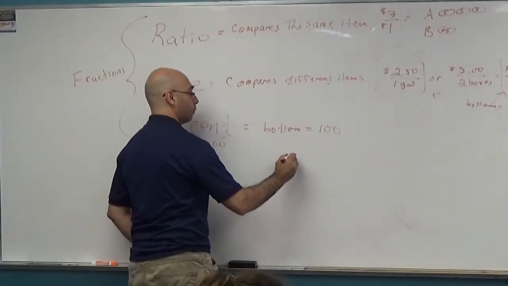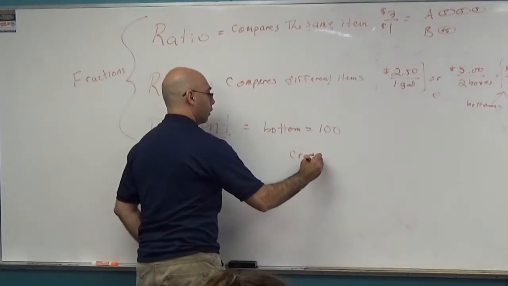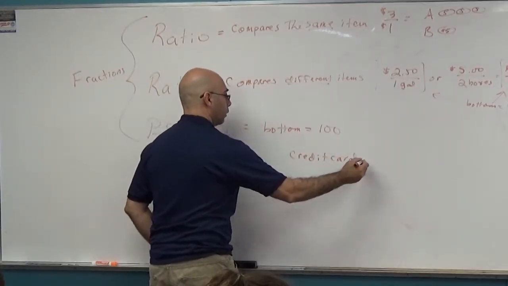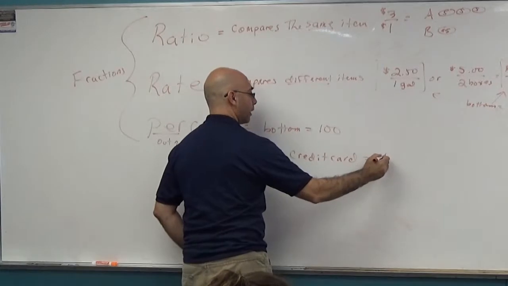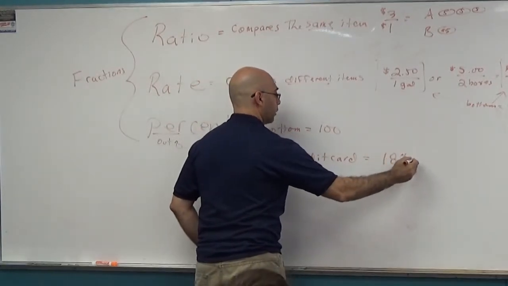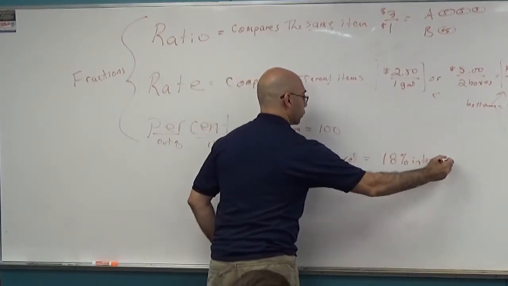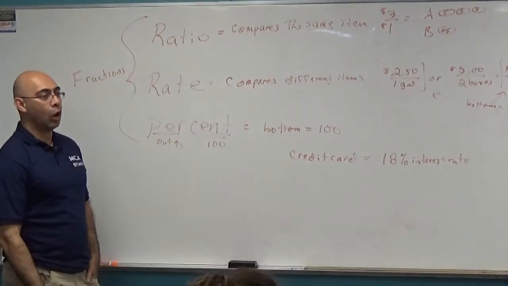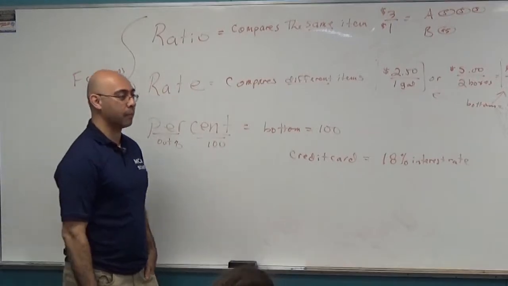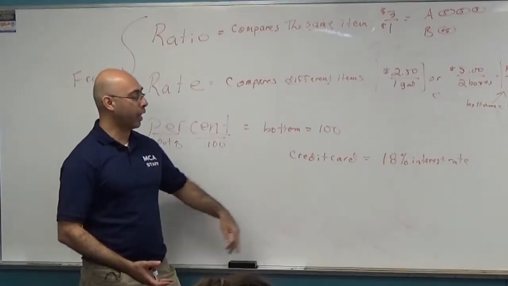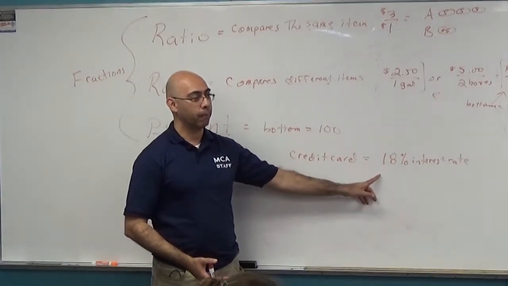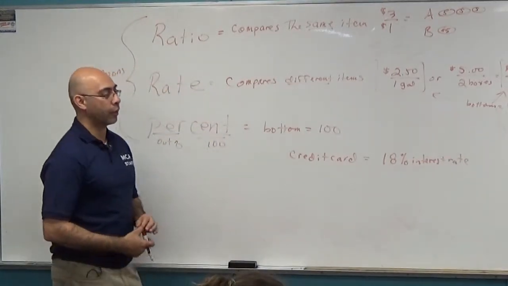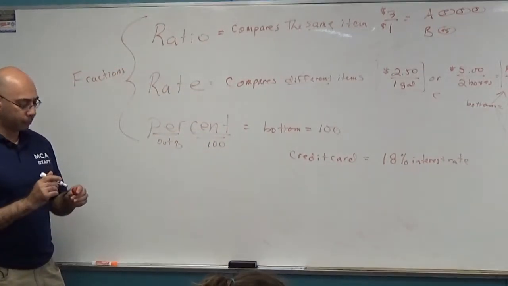So for a credit card, usually gives, we'll say, about an 18% interest rate. That means if you owe $100 and you don't pay it on time, you have to pay an extra $18 at the end of the month. So make sure you pay your credit cards on time, or just don't get a credit card.